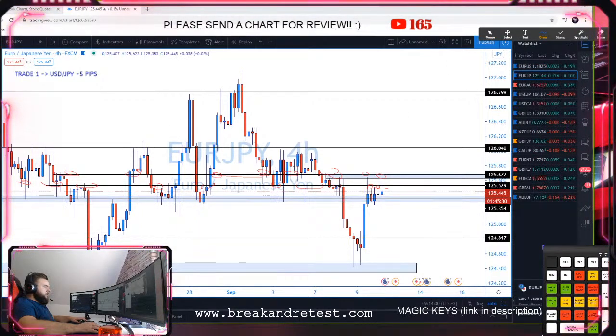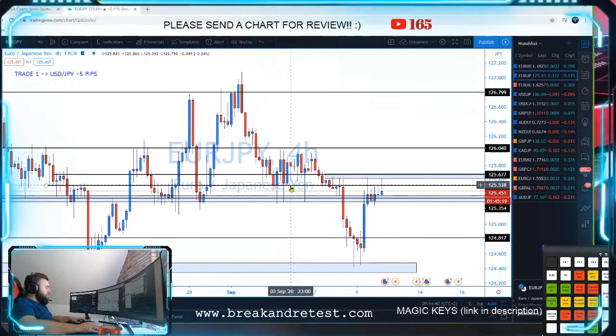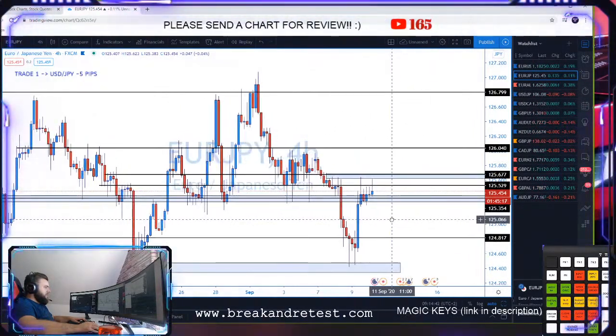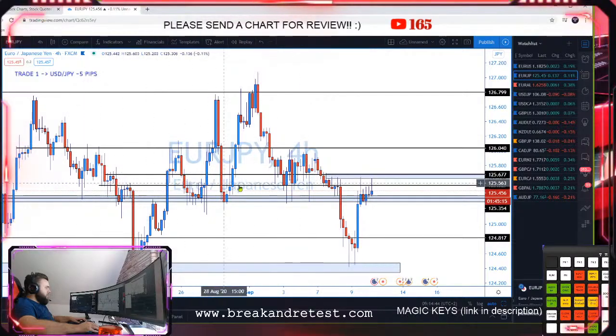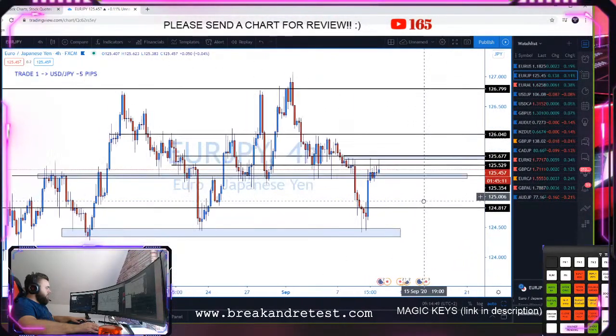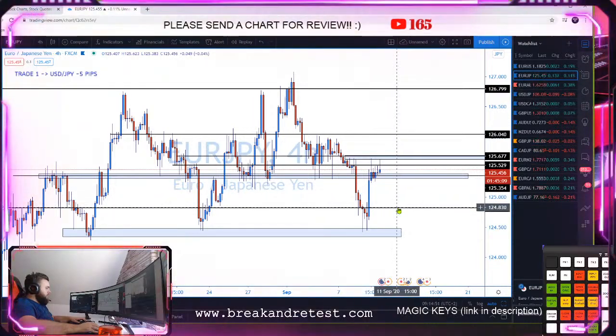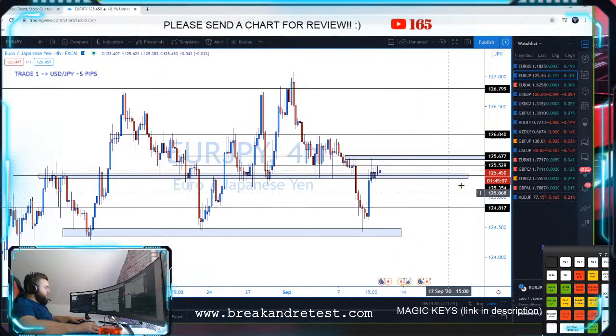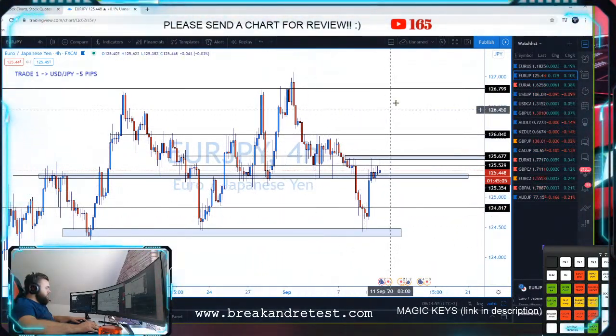And what I would say here is maybe a break and retest to the upside would be much better. Less zones to the downside. See, to the upside we have so many zones in between, but to the downside we have a clear path here all the way down to 124.800, no zones in between.